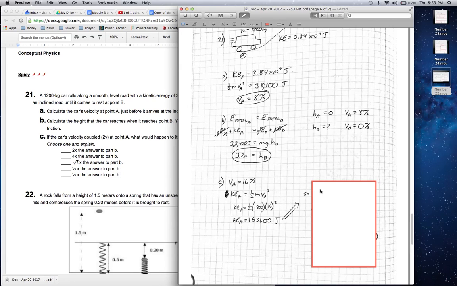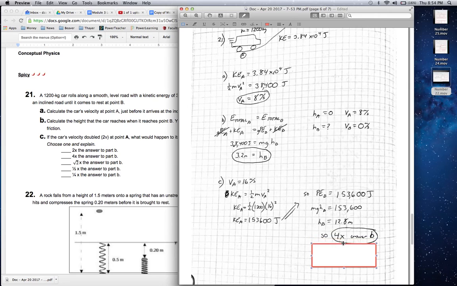Still no gravitational at A. And so how high does that let it go at point B? Well, if at point B all of it is gravitational, as we know, then we can say that mgh at B is equal to 153,600 joules of energy. And putting in the numbers we know, we get a height of 12.8 meters. So compare that to the answer we got in B, and it turns out to be 4 times the answer at B. And so it is this one that is the correct answer for C.